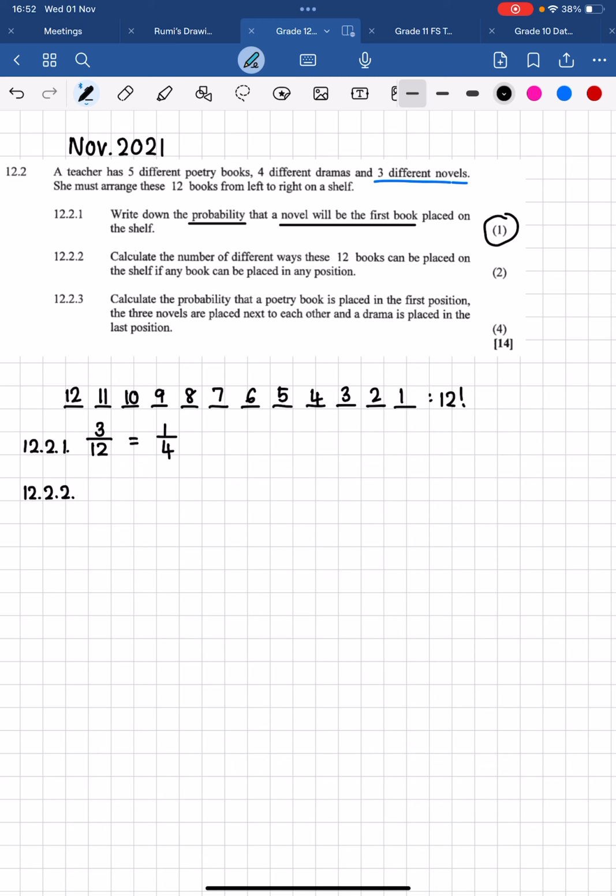Okay. For 12.2.2, calculate the number of different ways these 12 books can be placed on the shelf if any book can be placed in any position. Guys, we've actually already done that. It's 12 factorial. I wonder what that actual value is. Oh, it's a very big number. It is 479,001,600. That is the answer.